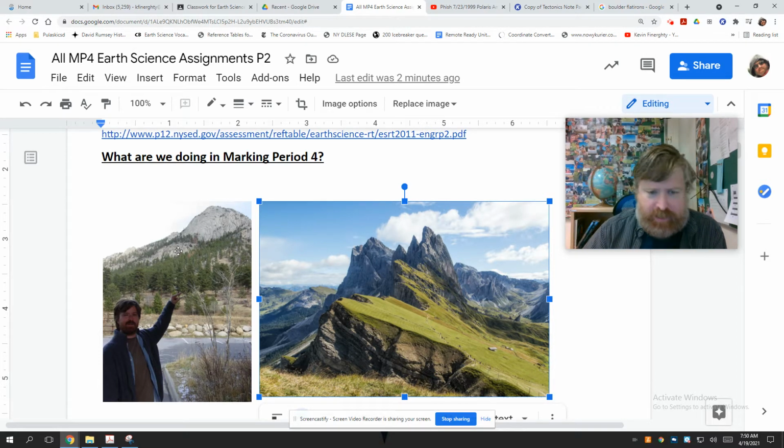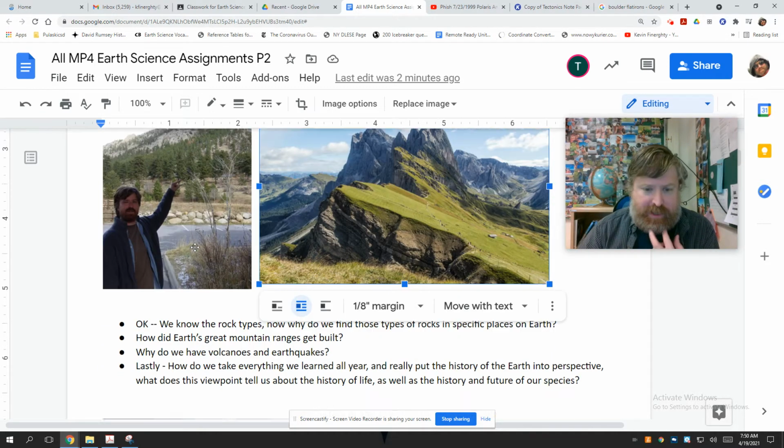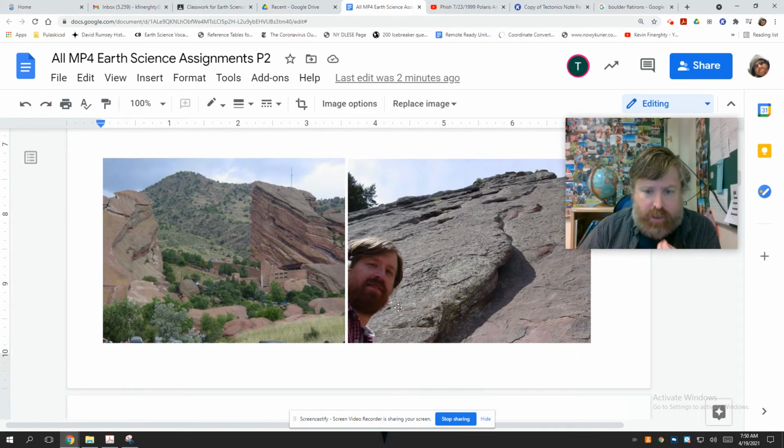Rocky Mountain National Park is another example, just in the Rockies, where we've got, hi, Mr. Davis, where we've got different kinds of rock, and then you get into metamorphic and igneous rock in the middle of that larger range. The front range of the Rockies. This is Red Rocks, which is south of Denver, and this is the Boulder Flatirons, north of Denver.